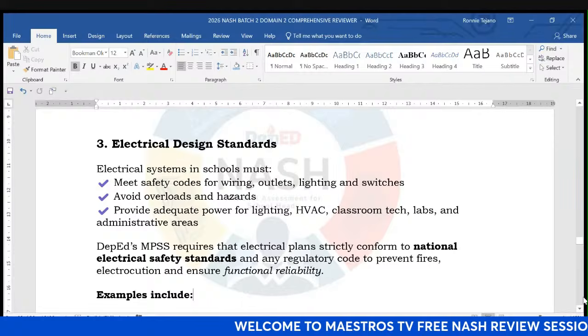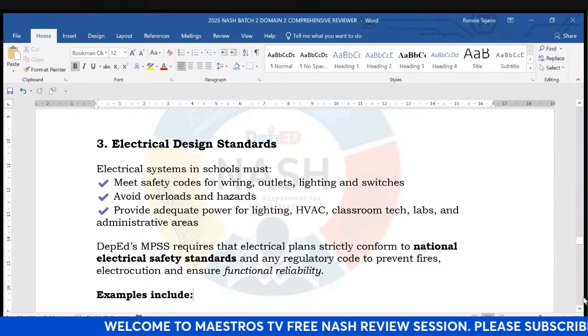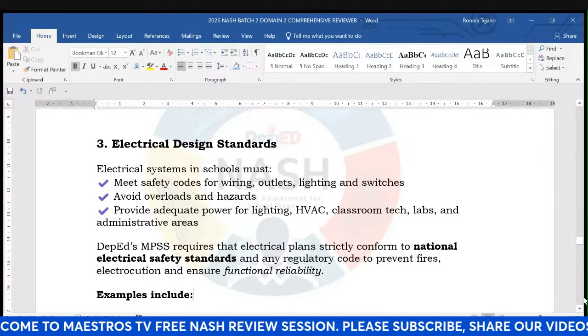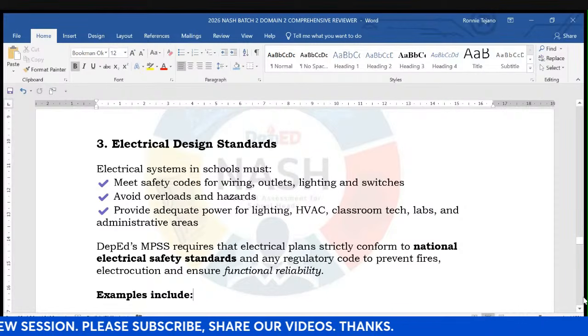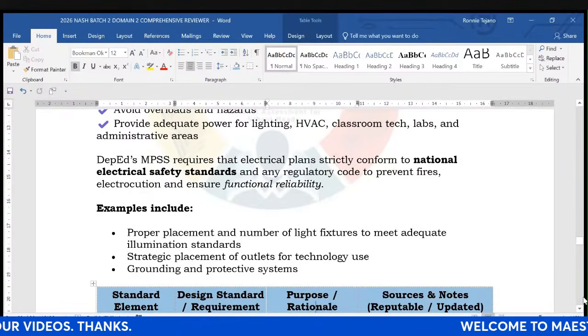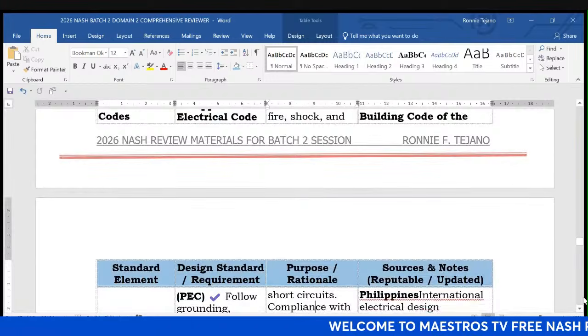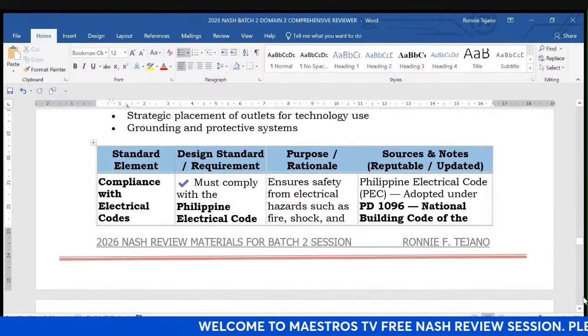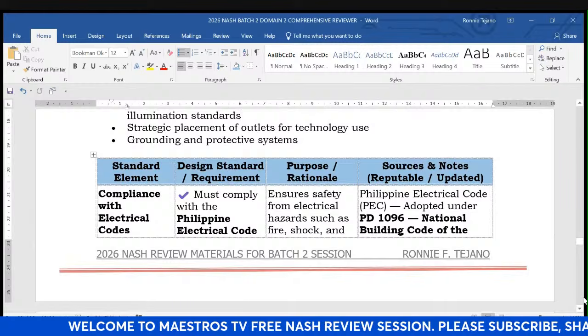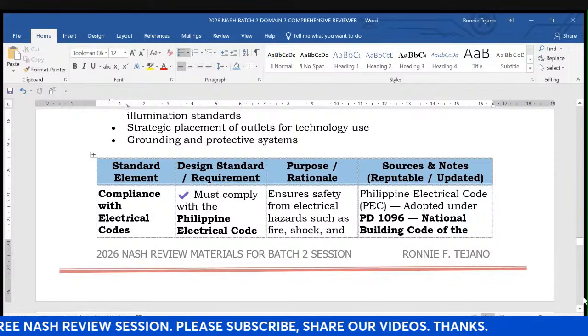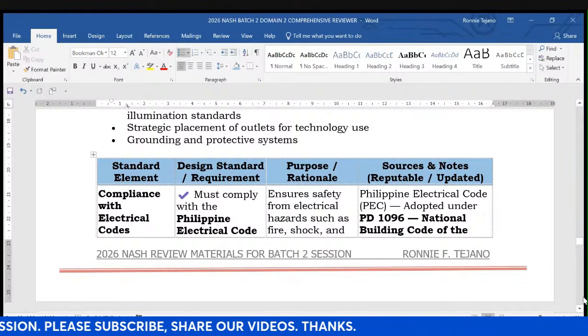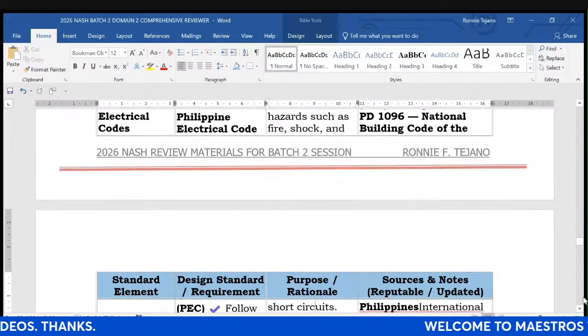DepEd's MPSS requires that the electrical plans strictly conform to the national electrical safety standards and any regulatory code to prevent fires and even electrocution and ensure functionality, reliability. So far naman, wala naman tayong mga records ng mga learners na electrified, no? Okay, because we have a grounding and protective systems. Compliant with the Philippine Electrical Code under PD 1096, the National Building Code of the Philippines.